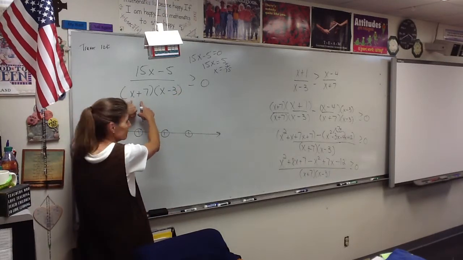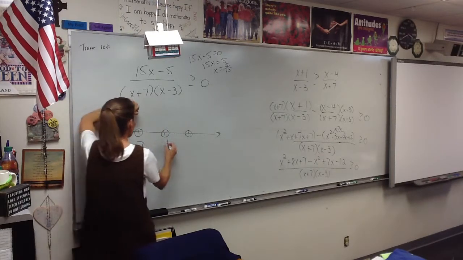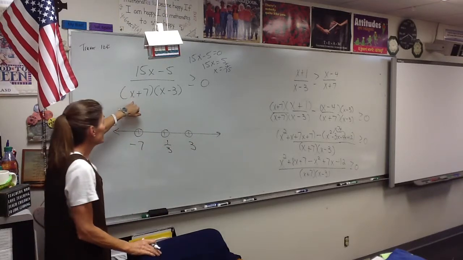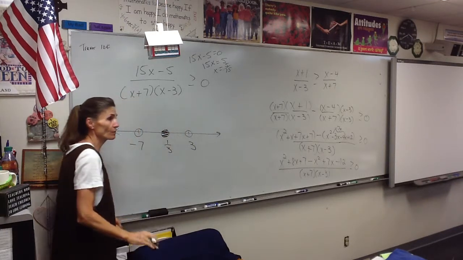What do we get here? Negative 7 and 3. So they gotta go in order, so make sure you put them on there in order. You only shade the middle one? The only one that's gonna get an or equal to, yes, Dan, is the 1/3.